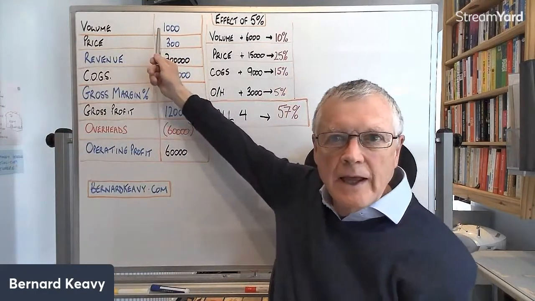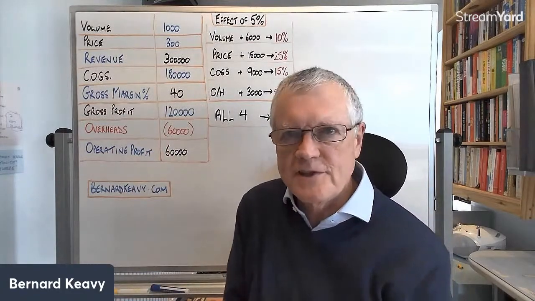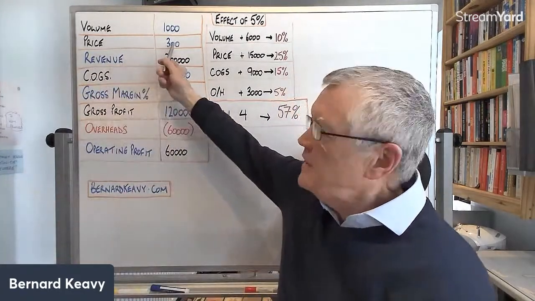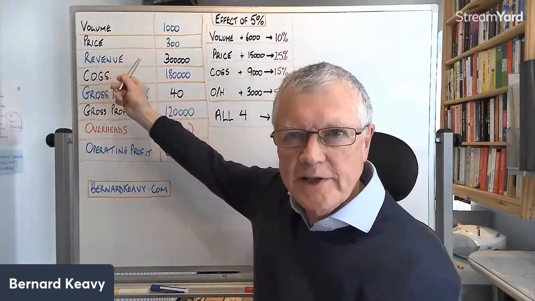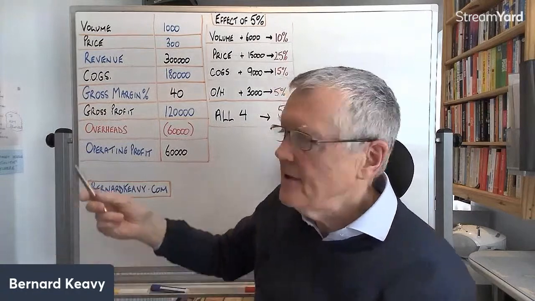So here we've got 1,000 things that we sell. Now that could be goods or it could be units of a service that you provide. We need to know the average price, which is 300 here. So that would tell us that our revenue, starting revenue, is 300,000.